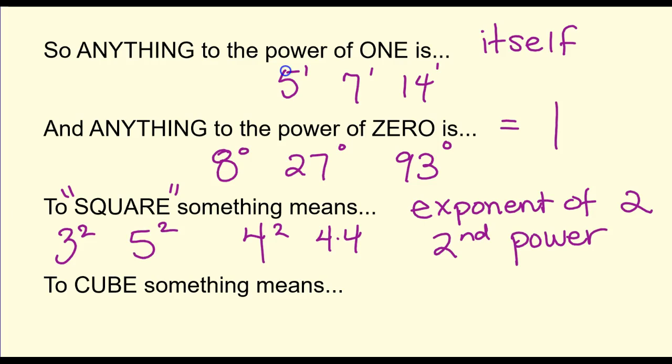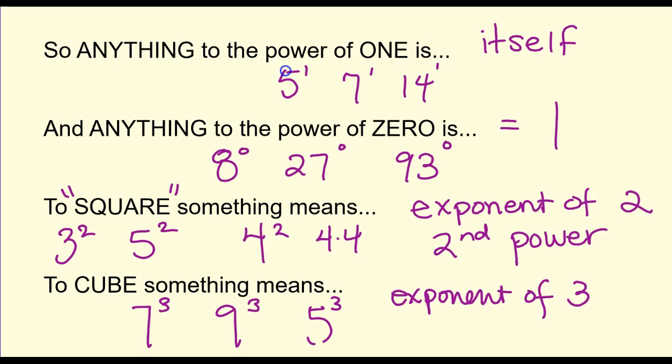And then to cube something is to the power of 3, an exponent of 3. So that's 7 cubed, or 9 cubed, or 5 cubed. That just means an exponent of 3, or the 3rd power. Okay, so make sure you have this all written down. Make sure that's all on your paper, and then we'll go on and talk about order of operations.